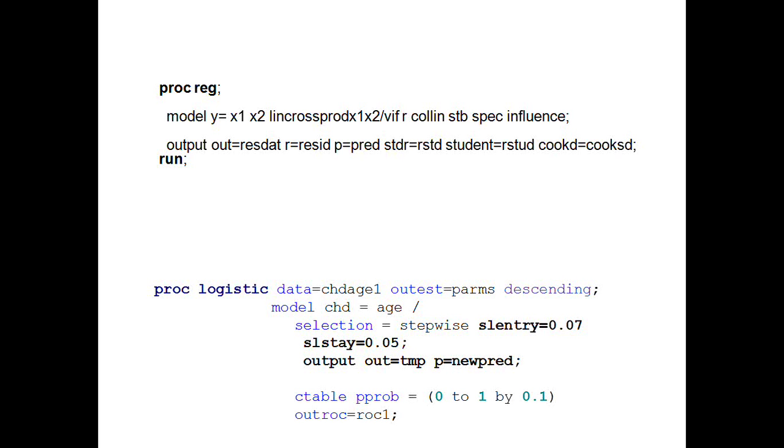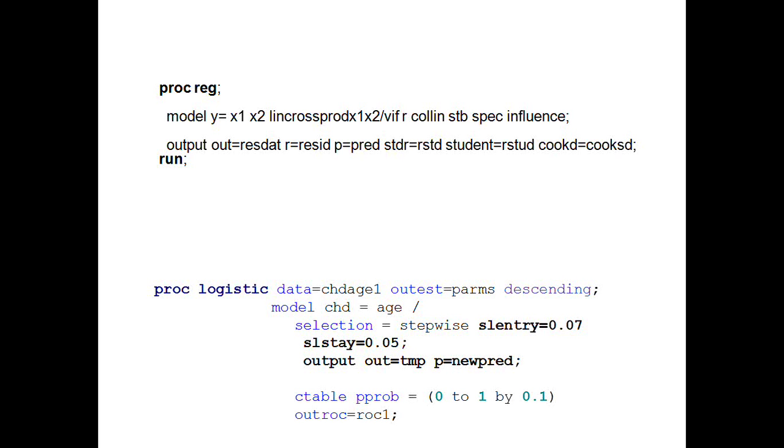In the same way, we have the Proc Logistic code: data equal to this, out this, descending, model y equal to x, with selection. There could be different selections: stepwise, forward selection, or backward selection. But most of the time in industry we use stepwise selection, because in stepwise selection, a variable that is entering can also go out, so we check both entering and removal, while in forward and backward selection we only take care of either entering or removing the variables.